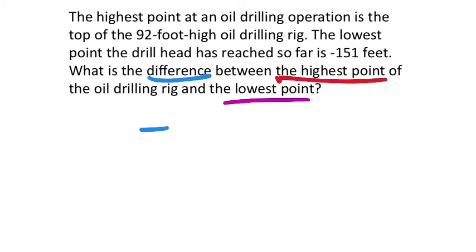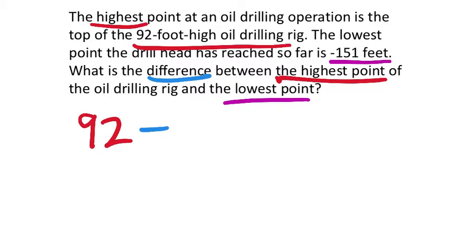Okay, so going back to what we know with subtraction, there should be an order, right? The only statements that should change the order would be subtracted from or less than, right? But this one is just a difference. So that's what we're going to do. We'll take the highest point, which is the 92-foot high oil drilling rig, because that's the top of the drilling rig, right? So that's 92 feet right there, and that's positive. And then it goes down to the lowest point, at least so far, which is negative 151. So now the minus is different than the negative on this one.